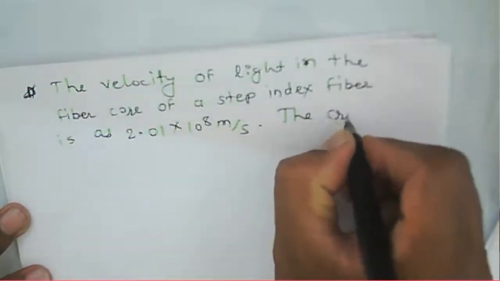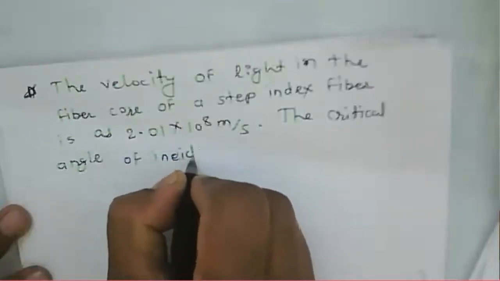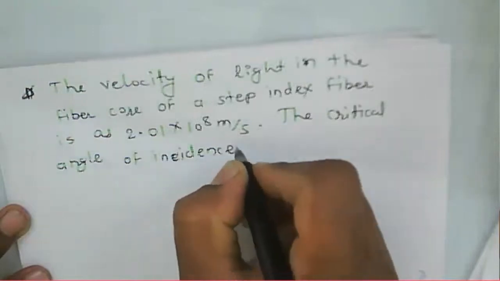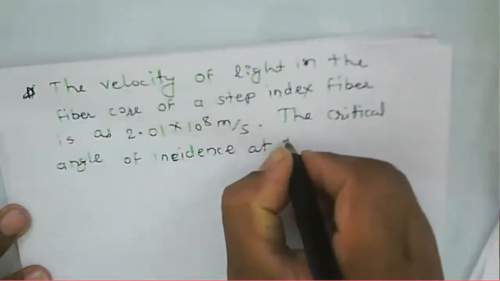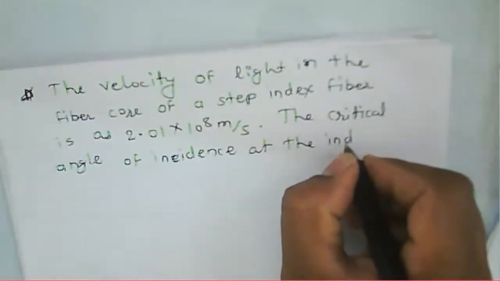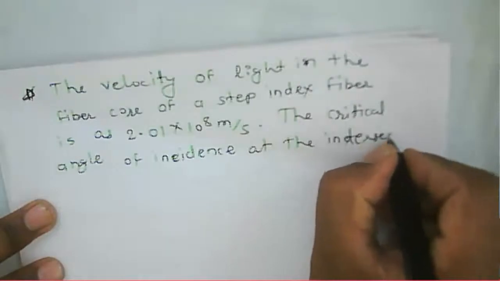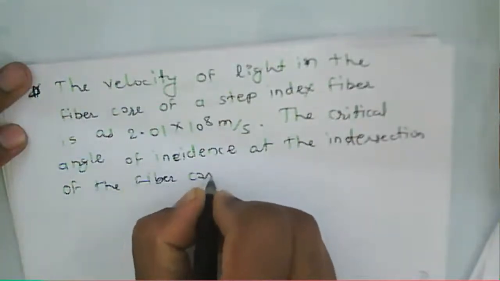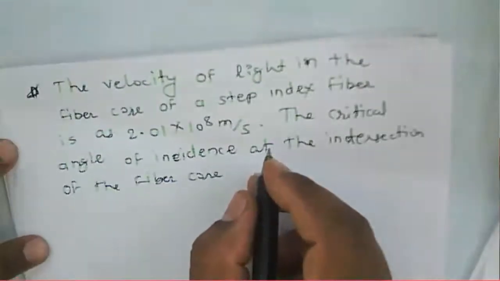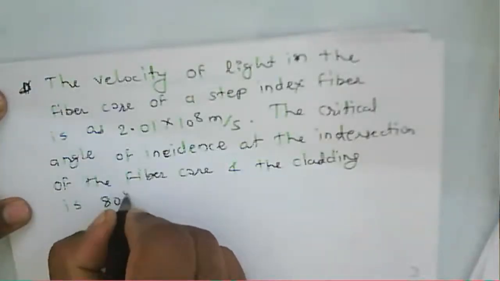The critical angle of incidence at the intersection of the fiber core and the cladding is 80 degree.